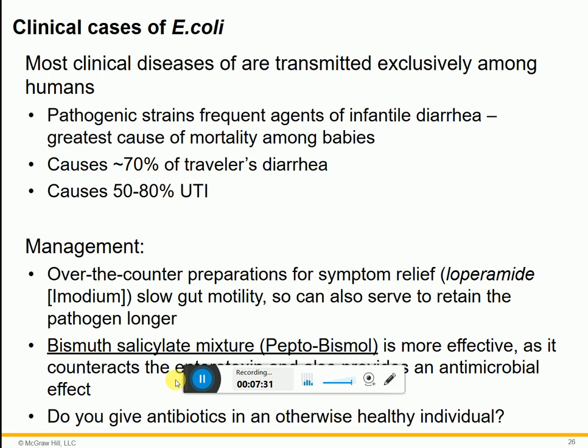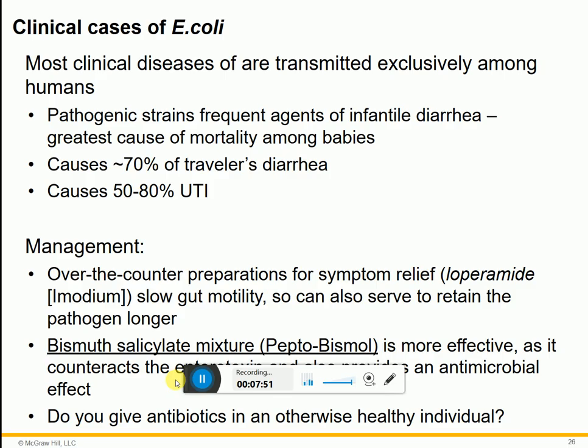The best treatment for it is actually Pepto-Bismol. Okay, it's very effective. It is an antimicrobial agent that will kill the microbe. Okay, but we don't give antibiotics. Okay, so my antimicrobial is a little bit different than an antibiotic.